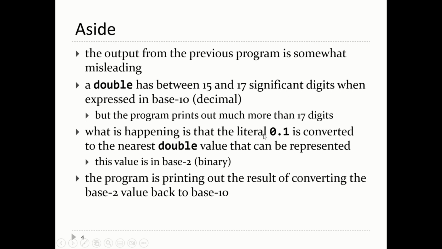What's going on is, when I type in the literal 0.1, the computer can't represent that value exactly, because it has to convert that 0.1 to binary, base 2. So when it converts it to base 2, it's not exactly 0.1 anymore. It's the closest approximation in binary. When you print it back out, it takes your closest approximation to 0.1 and converts it back to decimal, which is also not 0.1. And so it ends up printing out a lot more significant digits than are actually there. In practice, when working with floating point numbers, you almost never need that many digits. You only really have 15 to 17 significant digits.